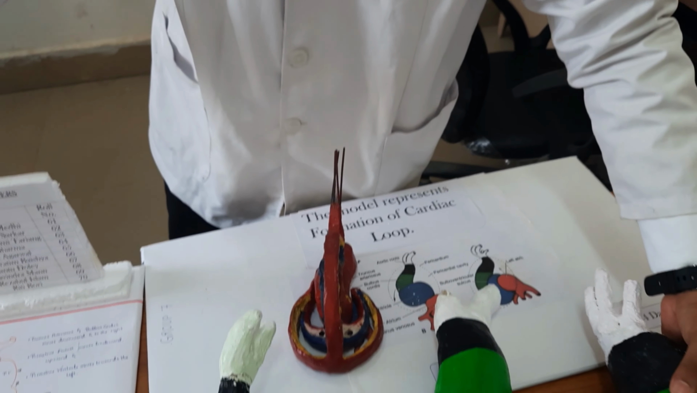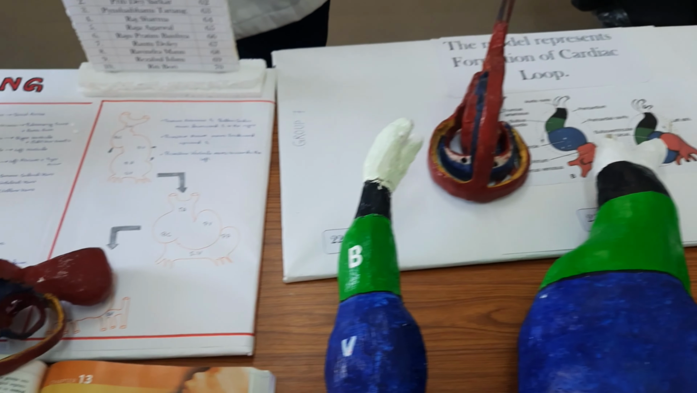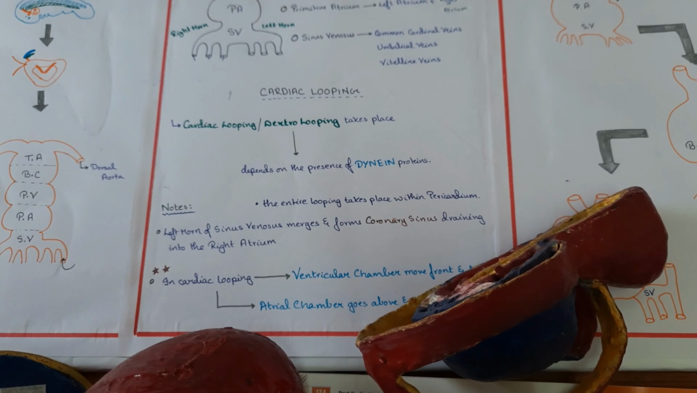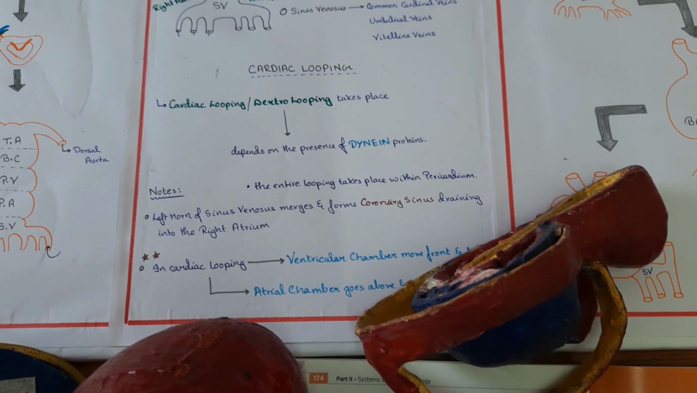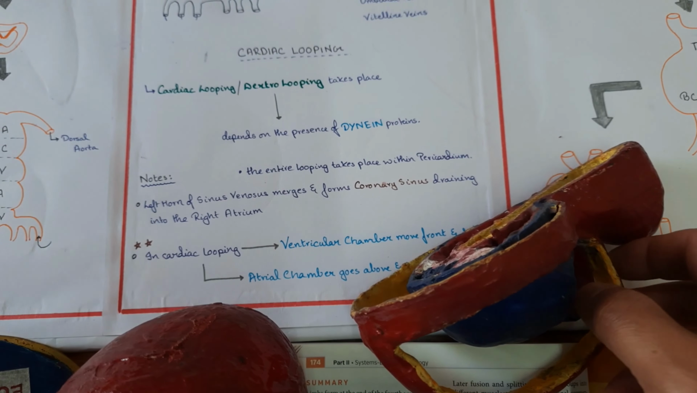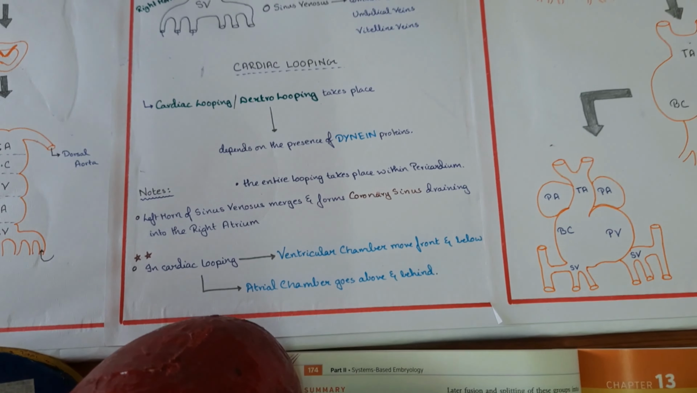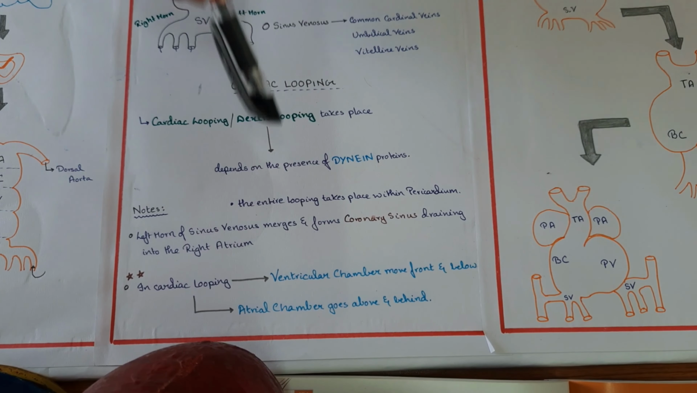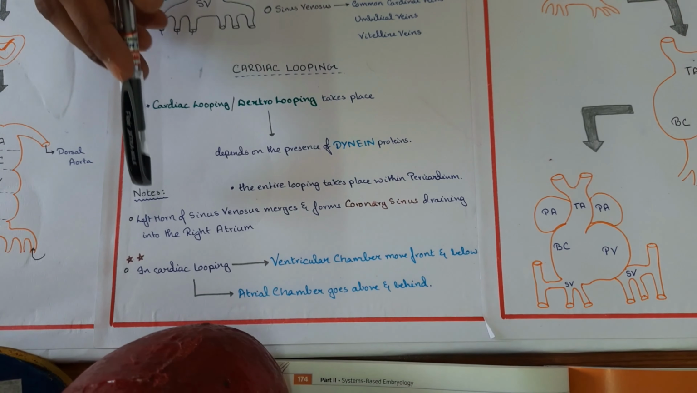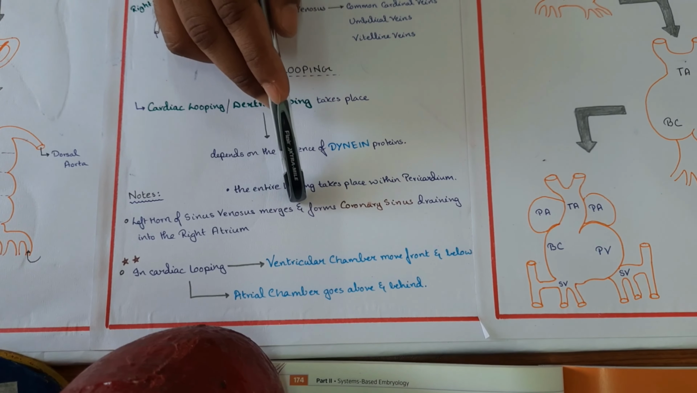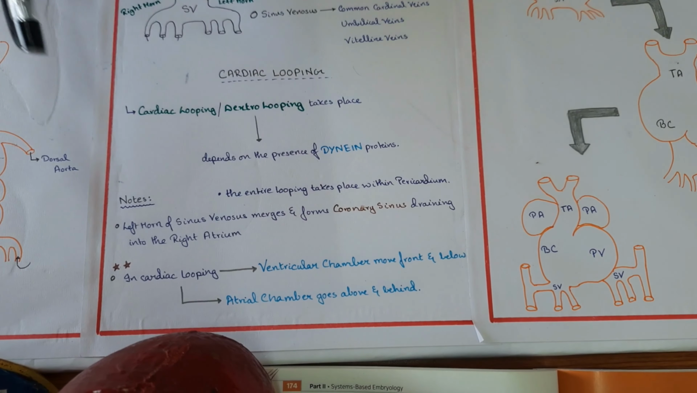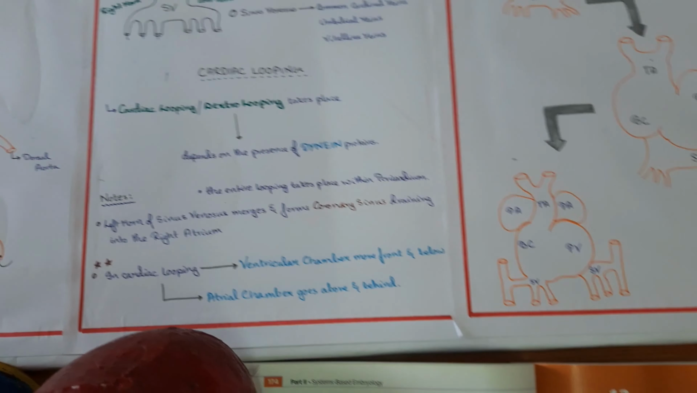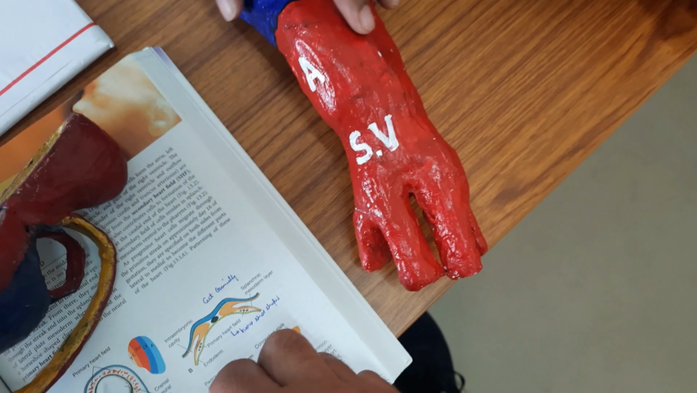Going to the text, I forgot to mention a point: cardiac looping takes place because of a protein known as dynein. Cardiac looping, as we already saw, takes place inside the pericardial cavity. The left horn of the sinus venosus merges and forms the coronary sinus, which I already explained, draining into the right atrium, because the sinus venosus is attached directly to the primitive atrium.